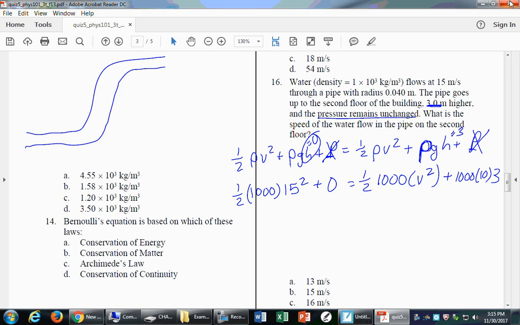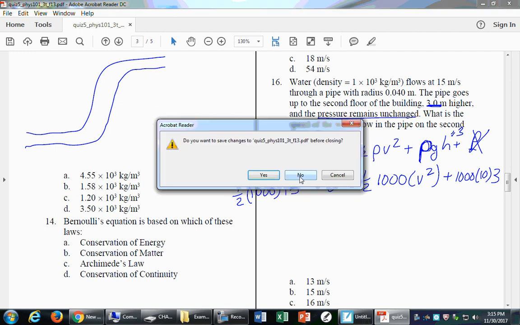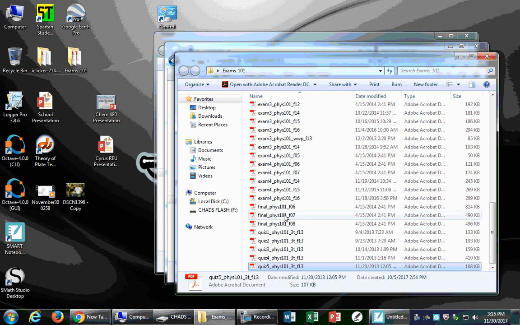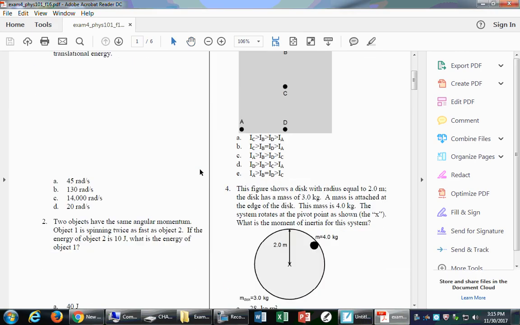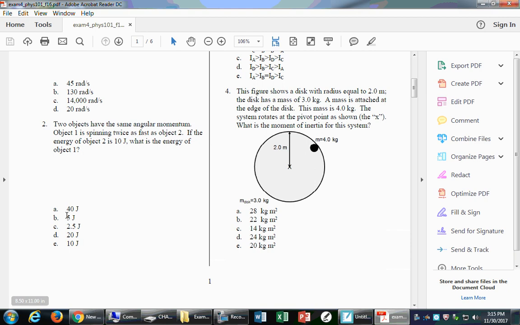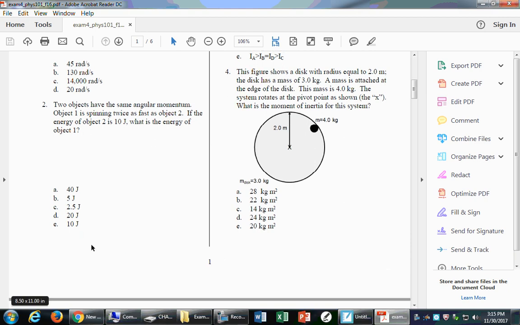OpenStax questions? I know y'all have questions. Yeah, Mallory? Number 2 on fall 16. This one right here? Yes. Okay, gosh, I always have to think about these.